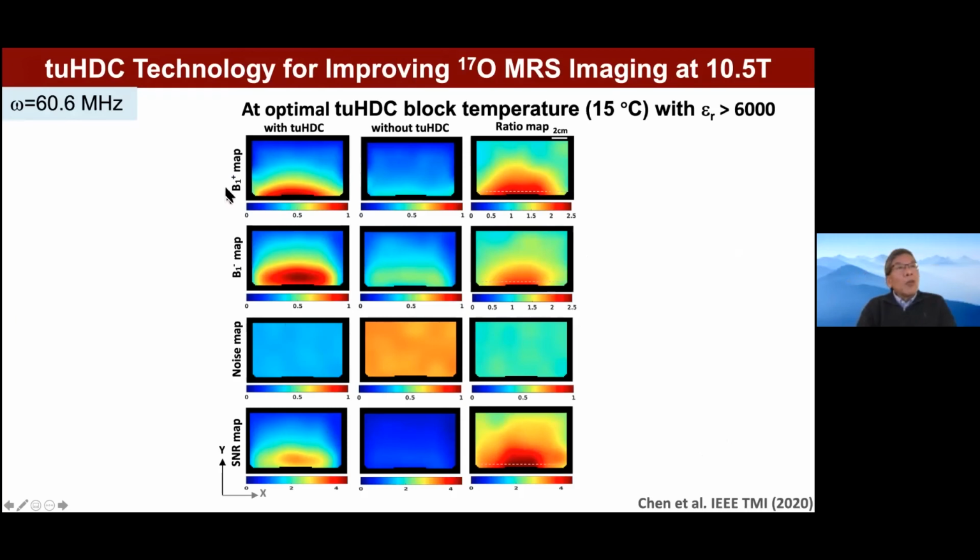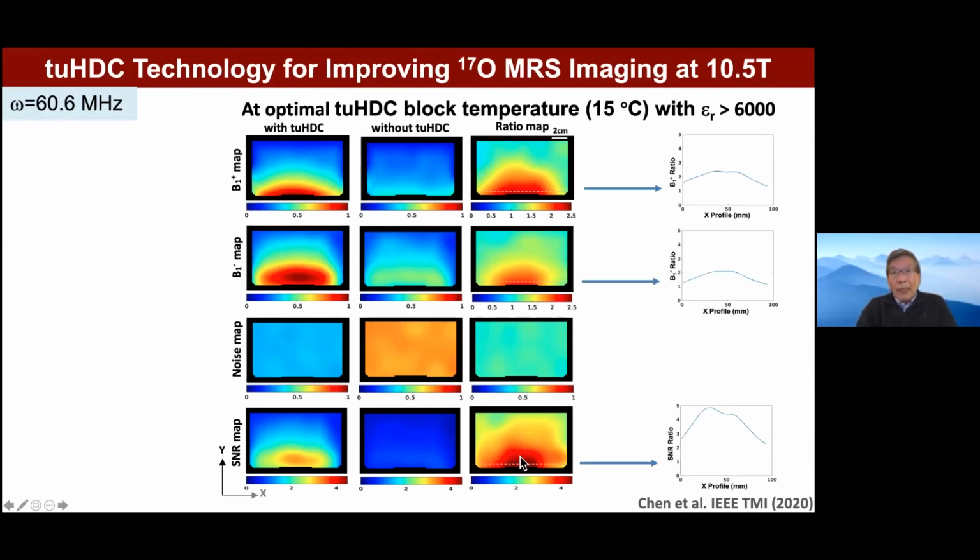You can see the B1 plus ratio map is very improved, and also for the B1 minus, the noise level drops very dramatically, which leads to the huge signal to noise ratio improvement using this technology at the 15 degree, which presents the epsilon around 6,000.